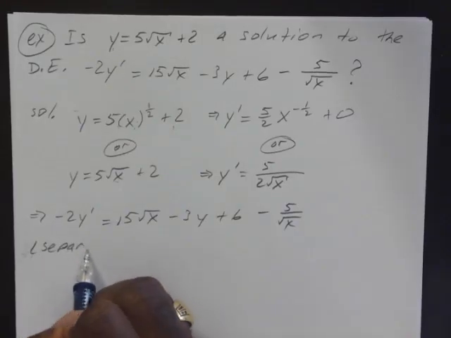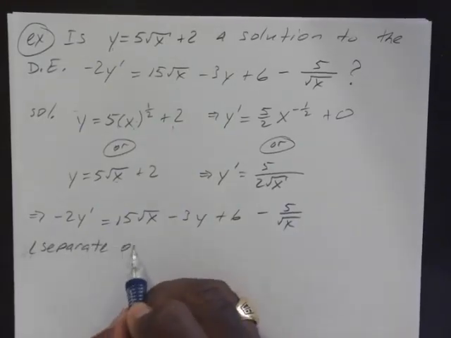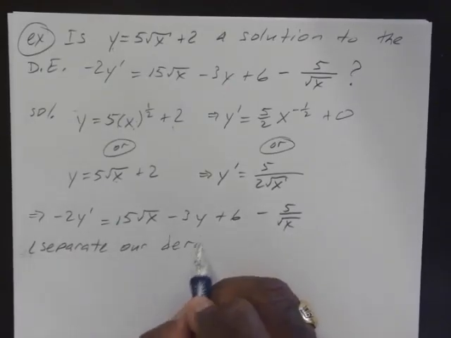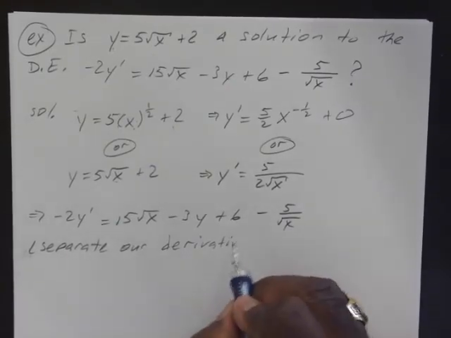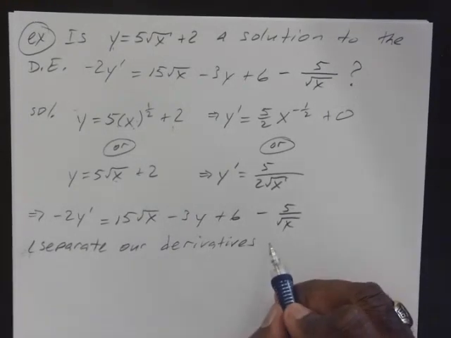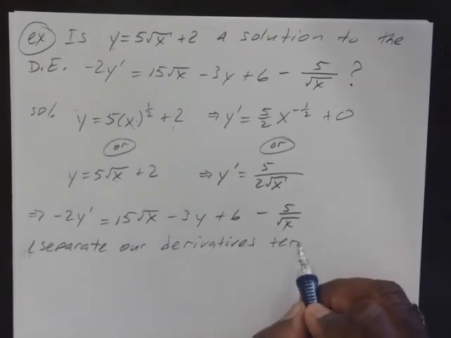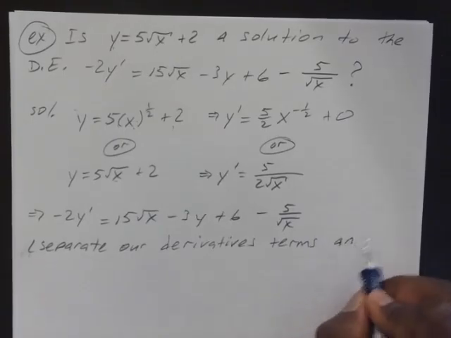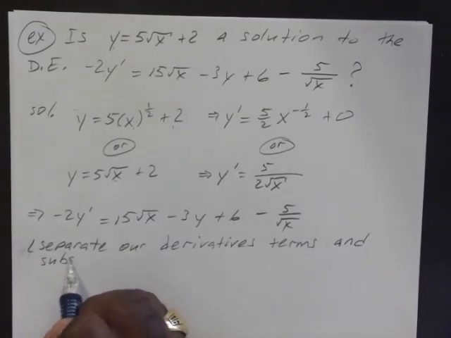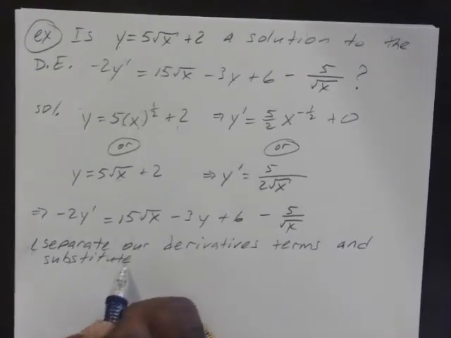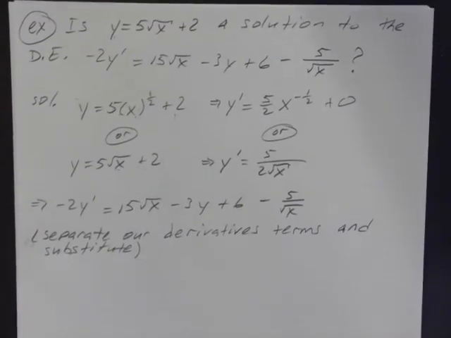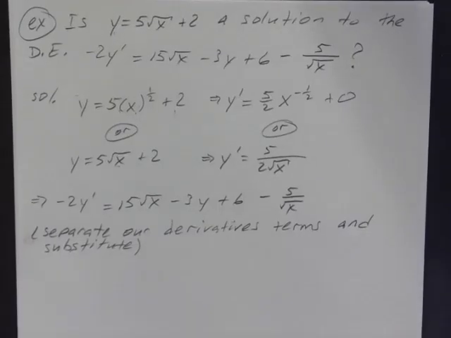is to separate our derivatives. And then substitute. And that should work on this one. Instead of just plugging in your y primes and all of that. Which, like I said, always works, but it always helps to know more than one way.